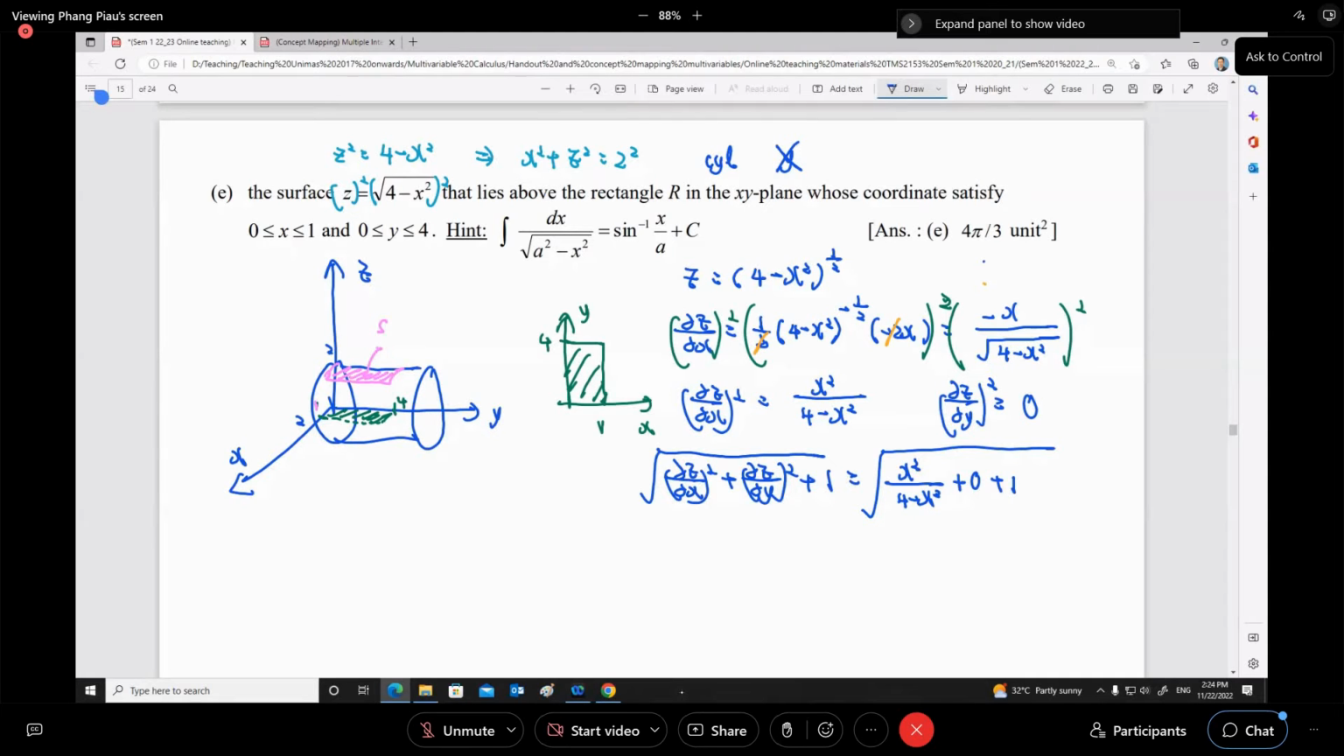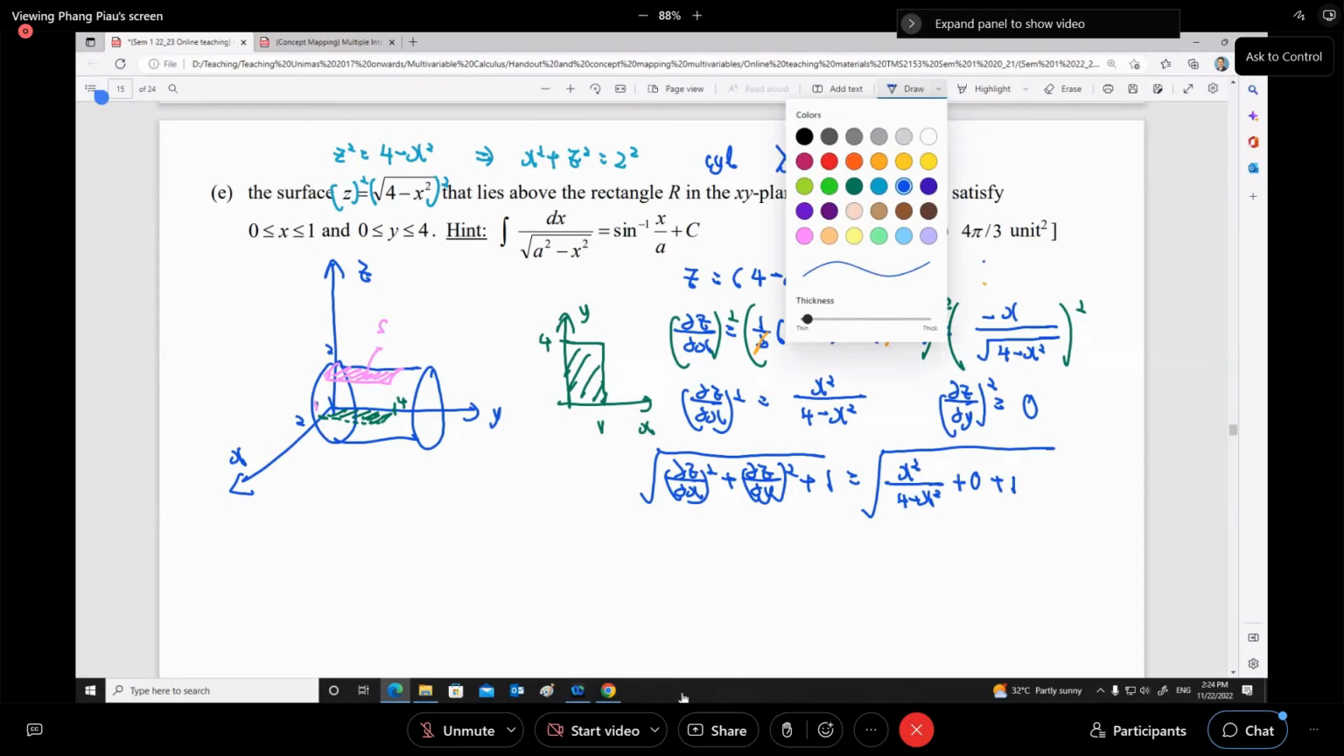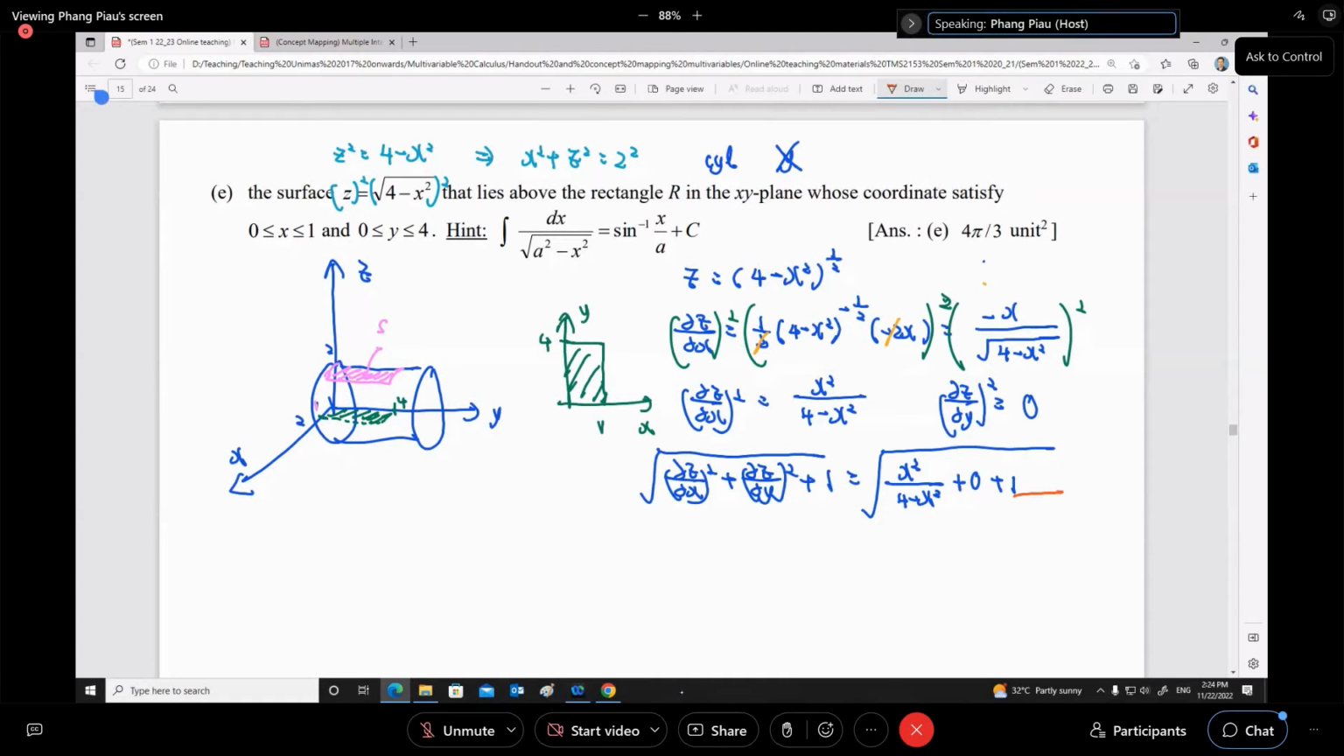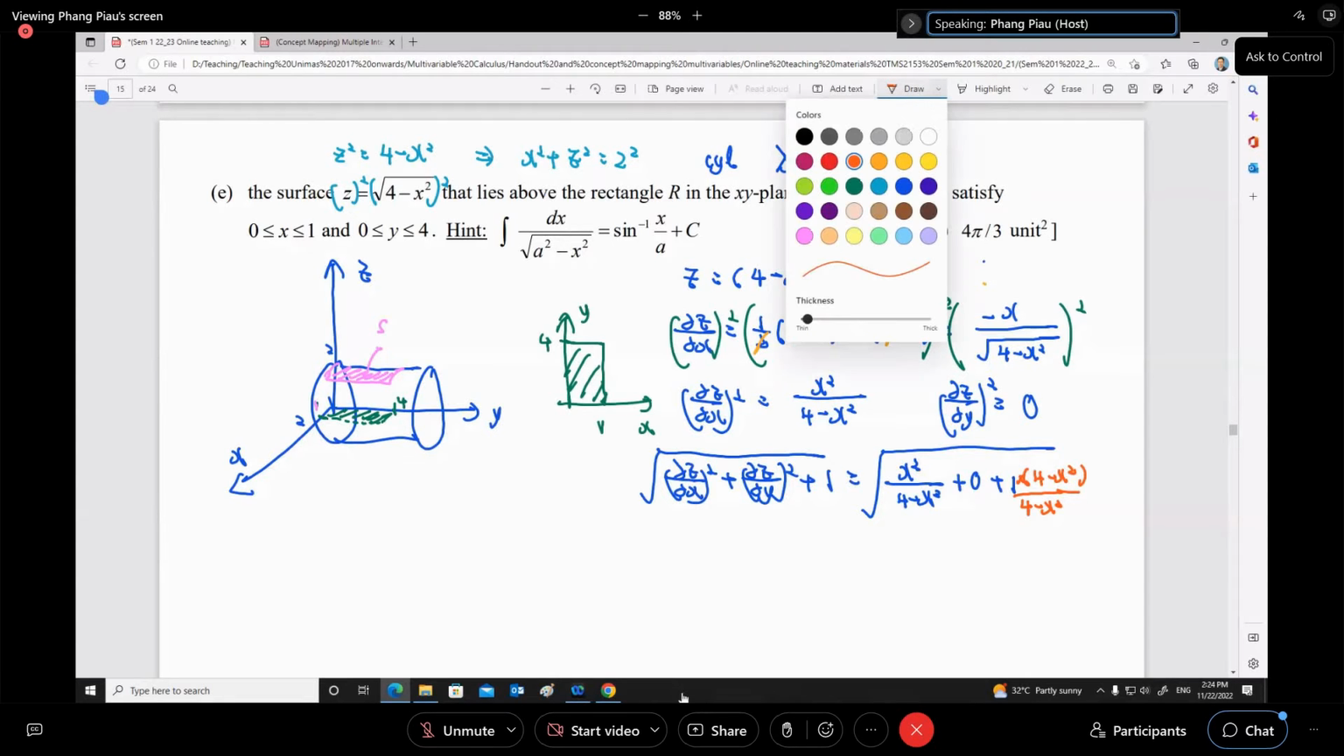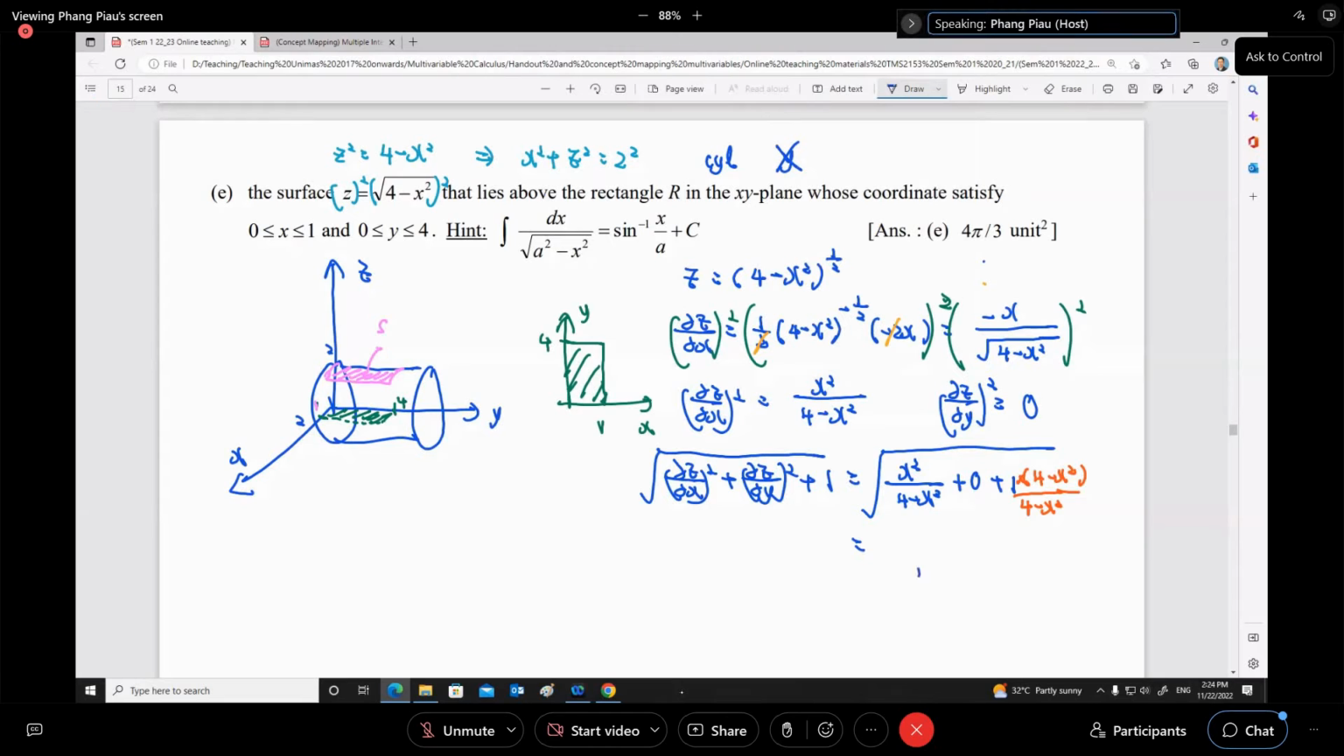So what I mean by extra step, I will use this red color so that you know that the extra step that we do here is actually equating the denominator. This is a very important step. You have to equate this with the same denominator because this is 1, so that everything becomes 4 minus x power 2 as the same denominator. This one you have x power 2 plus 4 minus x power 2, and then this is square root.